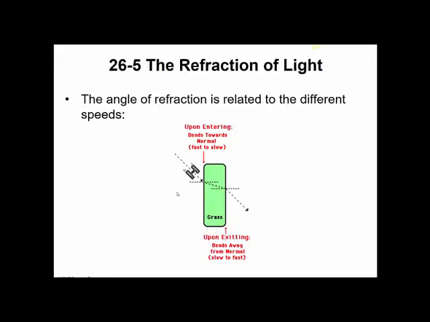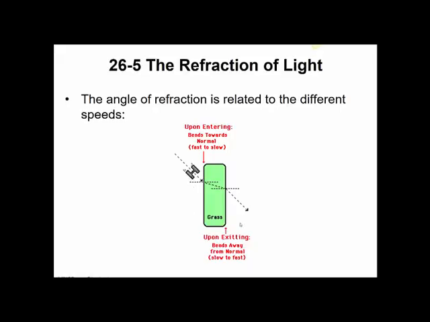The angle of incidence is measured just like it was for mirrors, with respect to the ray of light that's hitting the surface and the normal to the surface. The angle of refraction is measured between the refracted ray and the normal. Notice that the angle of refraction is much smaller than the angle of incidence because it's slowed down.